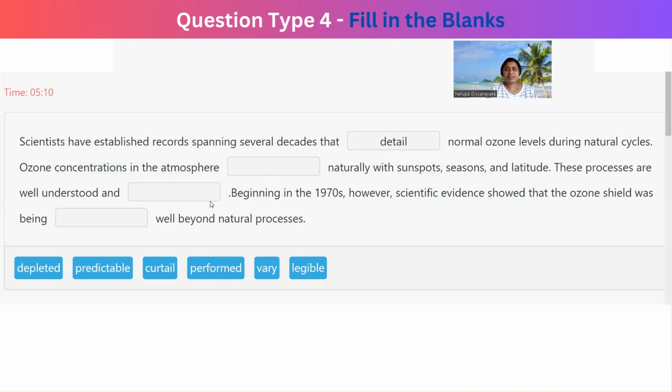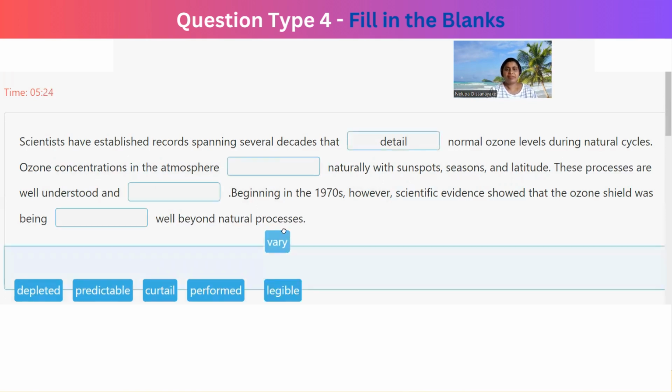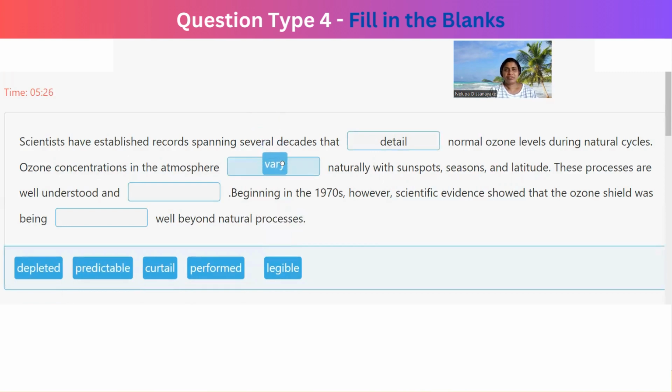It doesn't stay the same. It has to be changed. So, now let's see what can be the suitable answer for some kind of a change or variation here. Now, here we have the word vary. We can use it: ozone concentration in atmosphere vary naturally with these places.